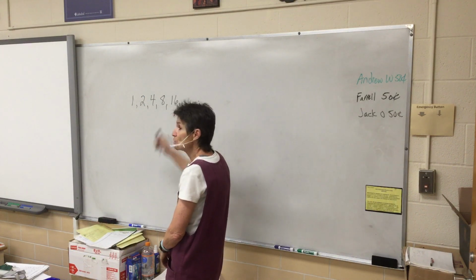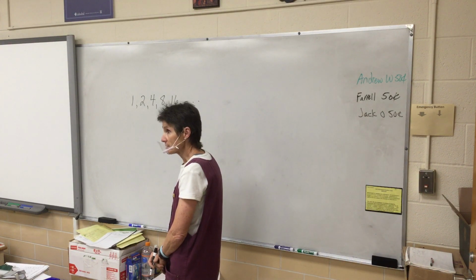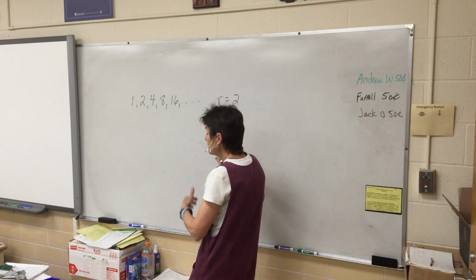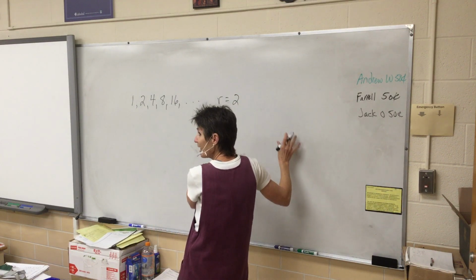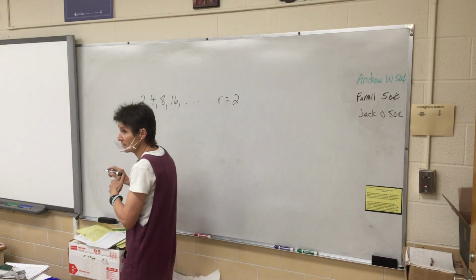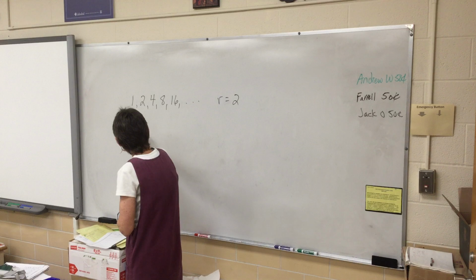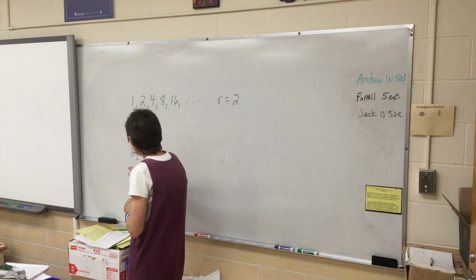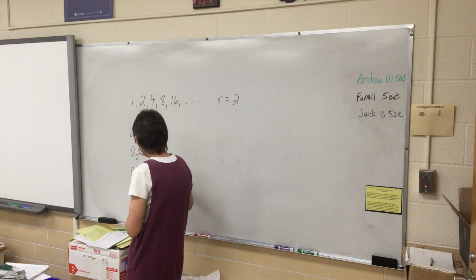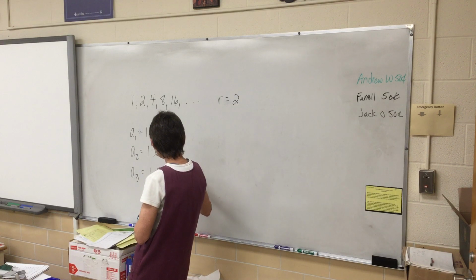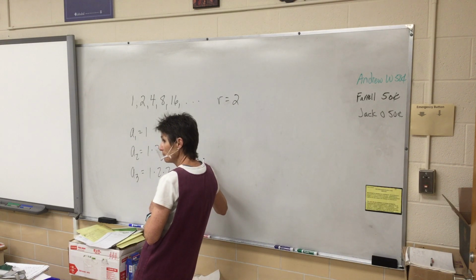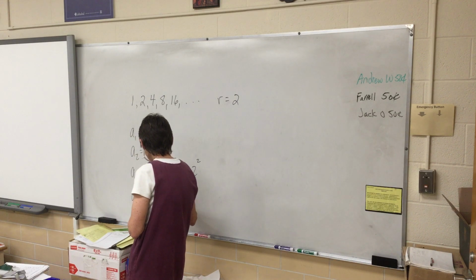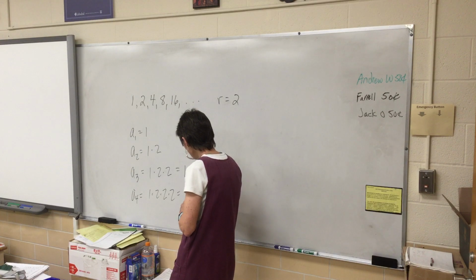Well, let's see. Is this a geometric progression? It is. And the common ratio is 2, right? You just keep multiplying by 2. So let's see if we can figure out what that last square would be. We need a formula. So the first term is 1. The second term is 1 times 2. The third term is 1 times 2 times 2, which is 1 times 2 squared. The fourth term is 1 times 2 times 2 times another 2, or 1 times 2 cubed.